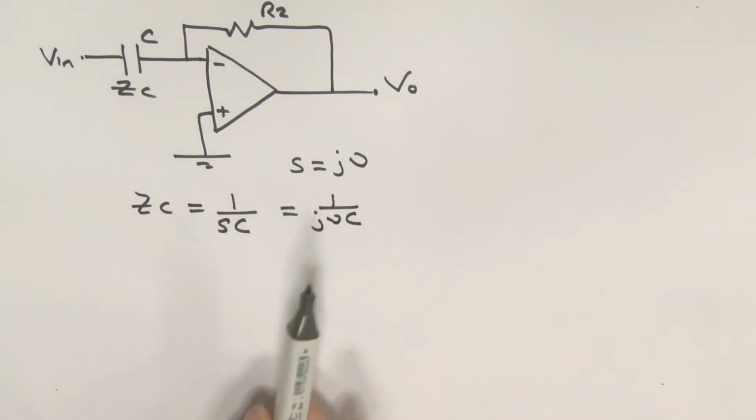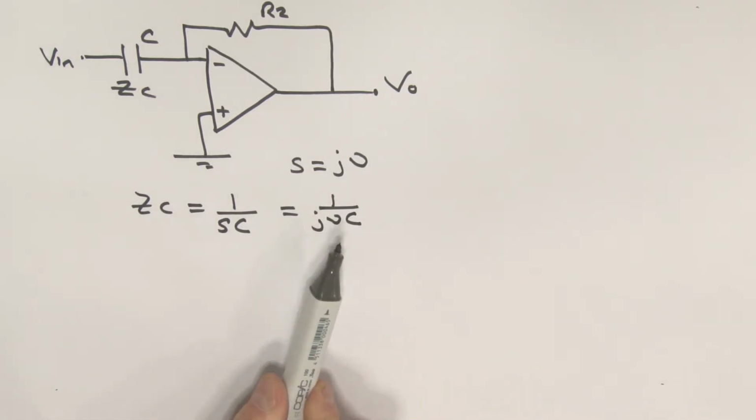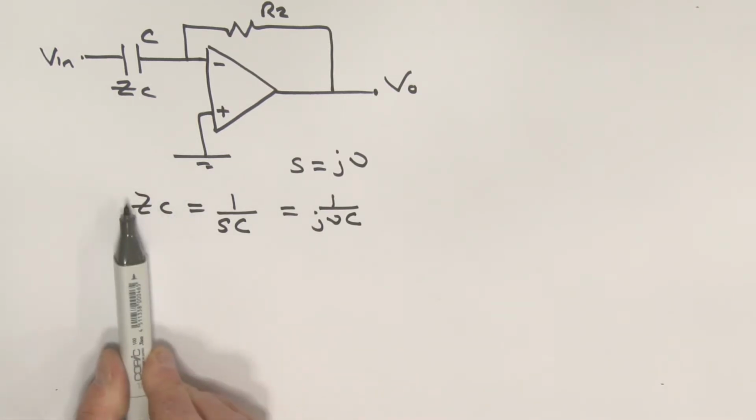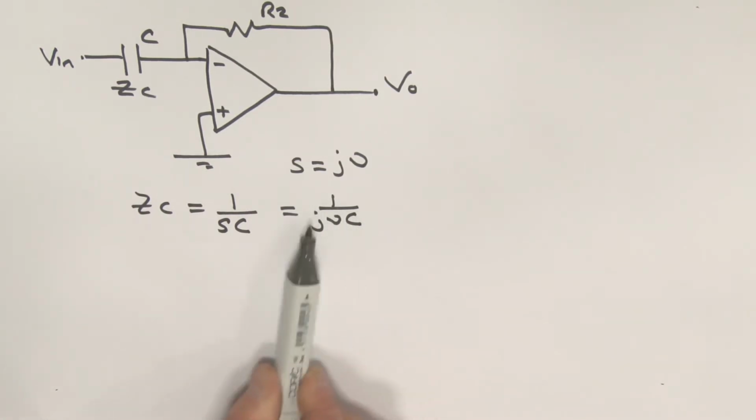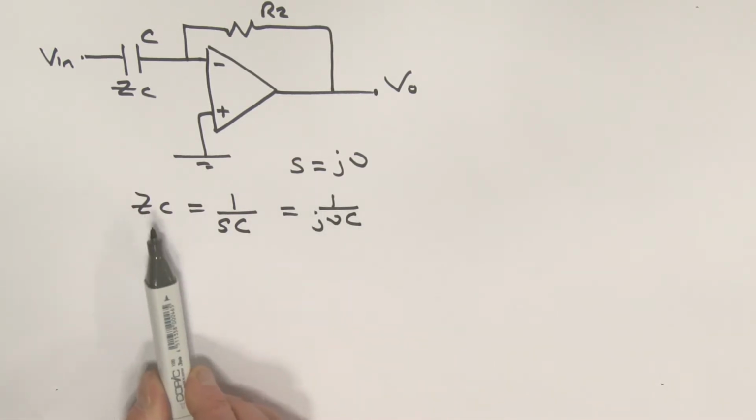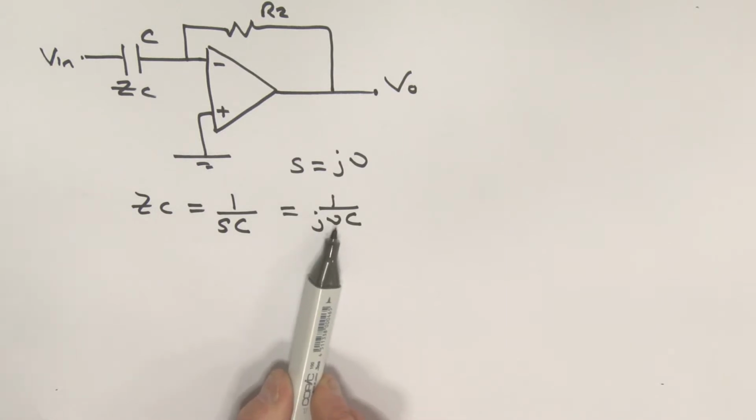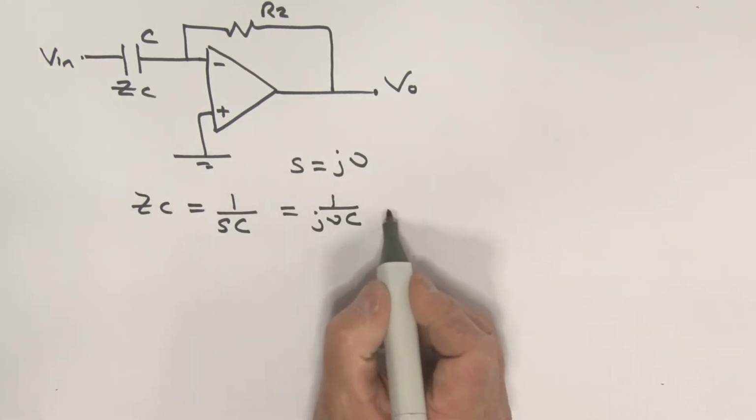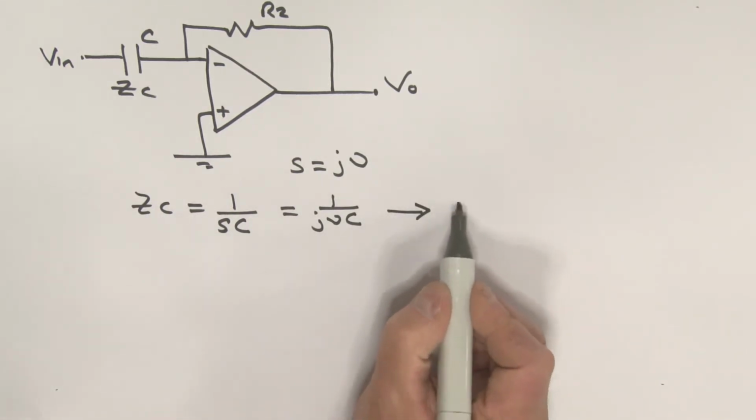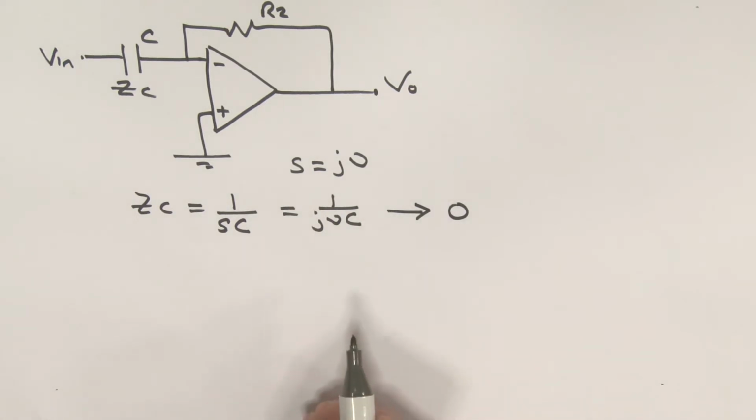So look, as this omega, as this frequency goes up, what happens to this term over here? Well, this becomes a bigger number in the denominator part of this equation, and so this gets smaller and smaller. And as that frequency goes towards infinity, or a very big number, what happens to ZC? It basically goes off towards zero, a very, very low value.